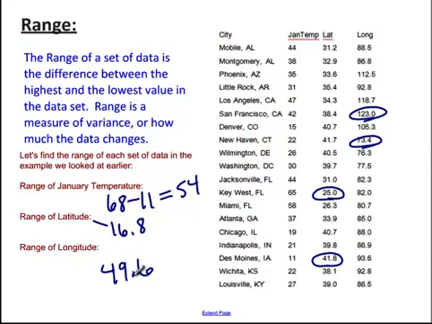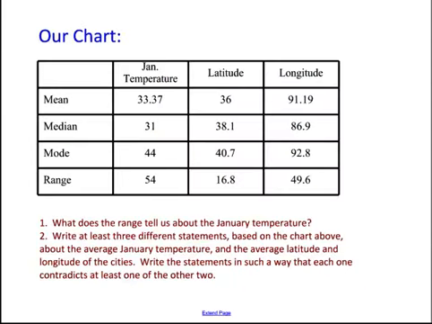So the range gives me a measure of how much the data varies, how much it changes. From the highest to lowest is a measure of range. So to summarize these, we have our chart here. I've added the range row at the bottom.